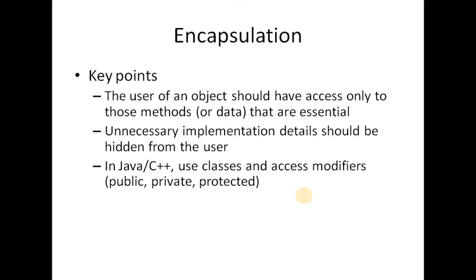This is the first feature of OOPS. So these are the key points of the process of encapsulation. The user of an object should have access only to those methods or data that are essential. Unnecessary implementation details should be hidden from the user. In Java and C++, we use classes and access modifiers: public, private and protected. So these are the actual concepts of encapsulation. Another term: encapsulation is defined as wrapping up of data and information under a single unit.